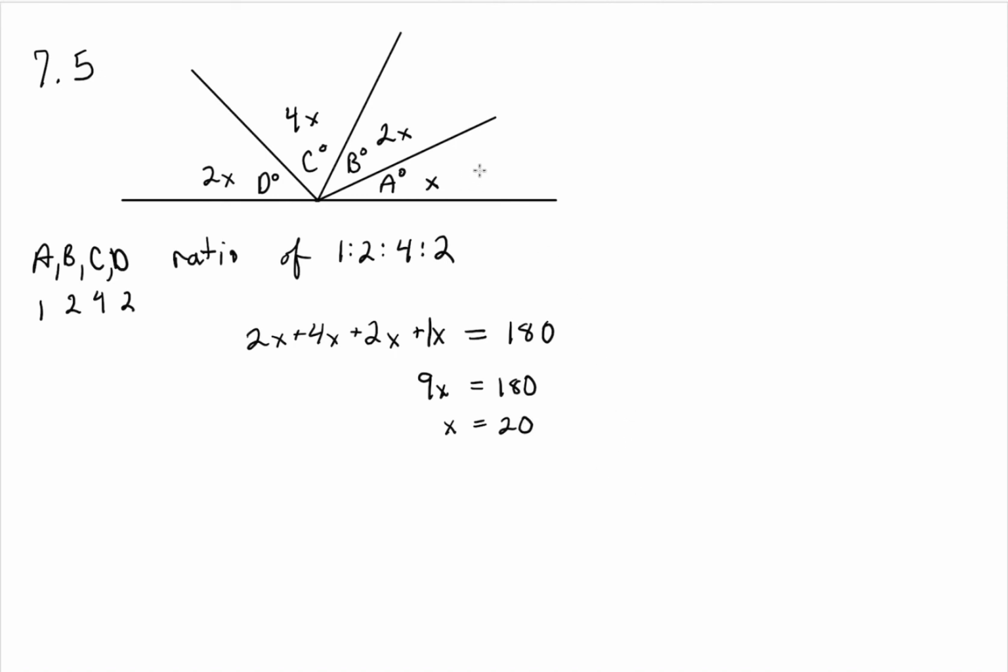So that means that A is 20 degrees, B is 40 degrees, C is 80 degrees, and D is 40 degrees as well. Because 1 times 20, 2 times 20, 4 times 20, and 2 times 20 again. And when we add all of these up, we get 40 and 80 is 120, plus 40 is 160, plus 20 is 180. And so that is correct.